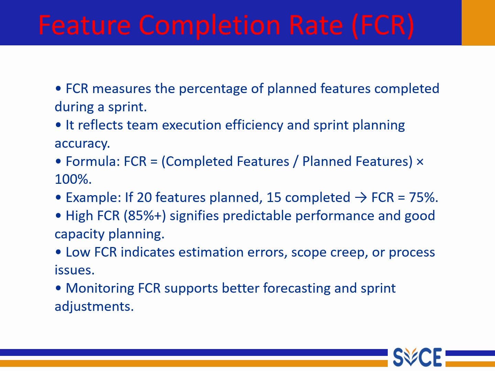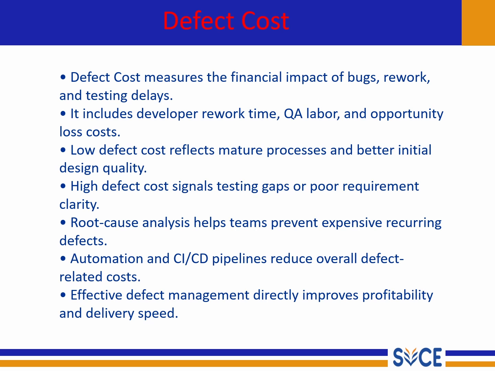For example, if 20 features are planned and 15 are completed, FCR is 75%. A high FCR is 85% plus. It signifies predictable performance and good capacity planning. So low FCR indicates estimation errors, scope creep or process issues. Here, monitoring FCR supports better forecasting and sprint adjustment. In the next slide we will see the defect cost.